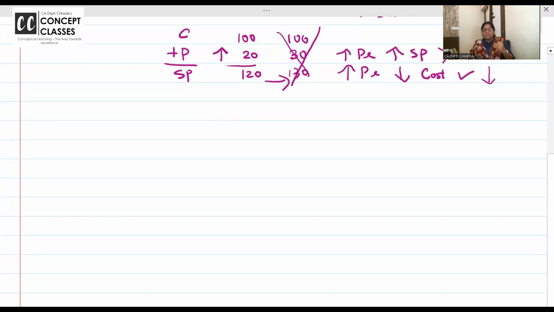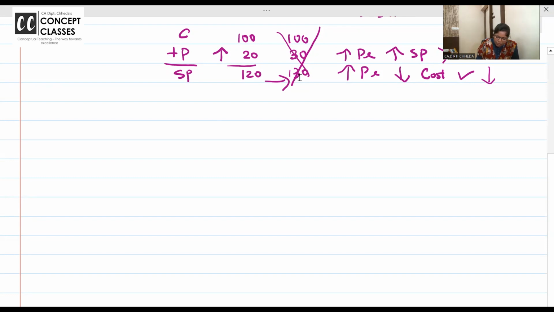Now, this concept I'm teaching, you will use in many chapters. In your cost sheet, you will use it in reconciliations, non-integrated, marginal costing, and budgeting. So this may be like a revision for you, ma'am. If it is silly and you know it, that's very good.